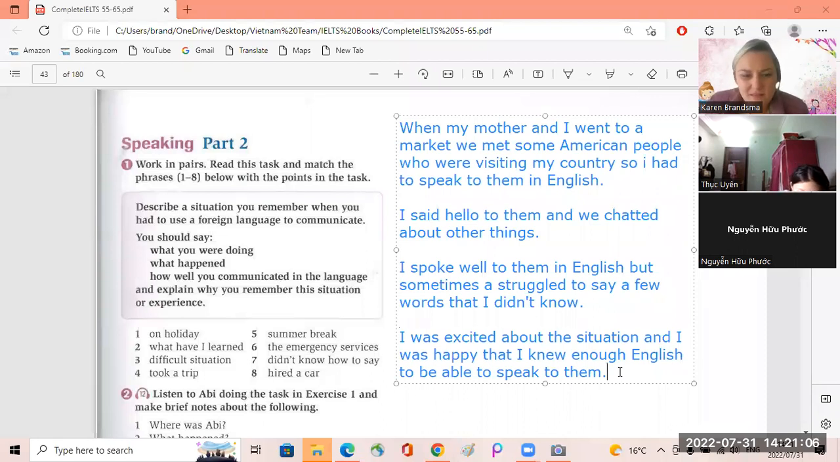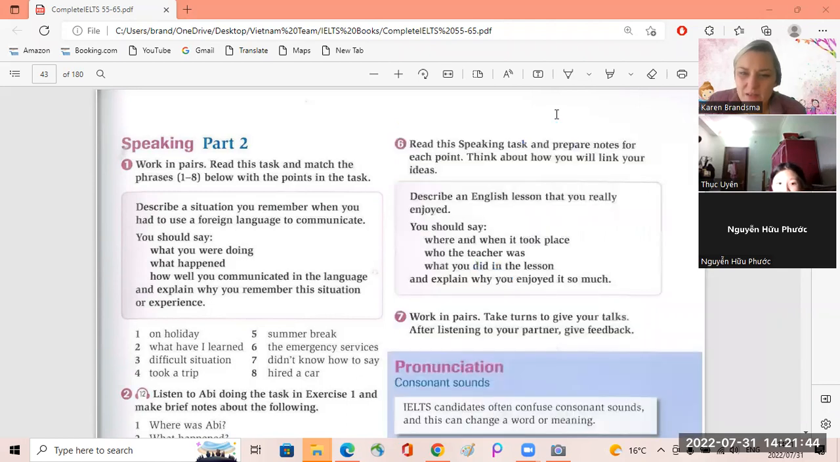When my mother and I went to a market and we met some American people who were visiting my country, so I had to speak to them in English. I said hello to them and we chatted about other things. I spoke well to them in English, but sometimes I struggled to say a few words I didn't know. I was excited about the situation. And I was happy that I knew enough English to be able to speak to them. Okay, very good, Phuoc. Very nice. Okay, let's save that. Okay, Uyen, what happened in your situation?